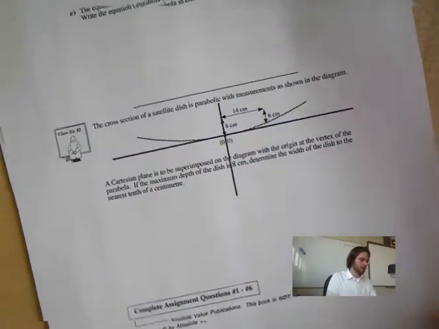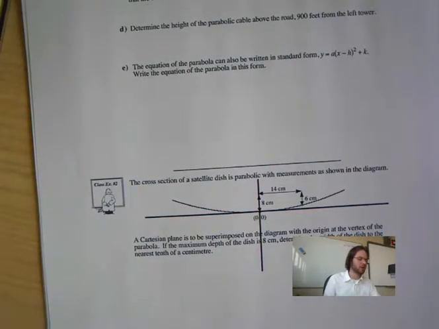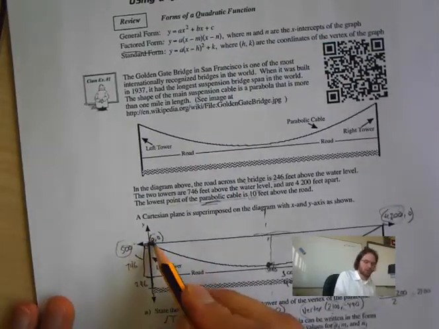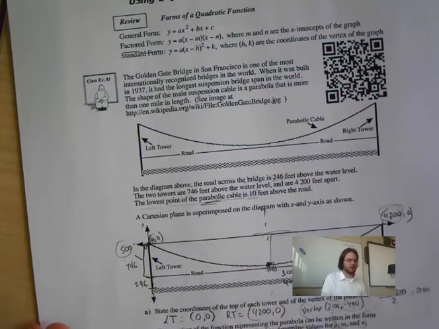So now let's take a look at C. C says, state a suitable window for graphing the equation in B. Use your calculator to verify the coordinates of the vertex. So if I want to make a window here, let's take a look at this. We have 0, 4,200, and we go as far down as, let's say, 500.